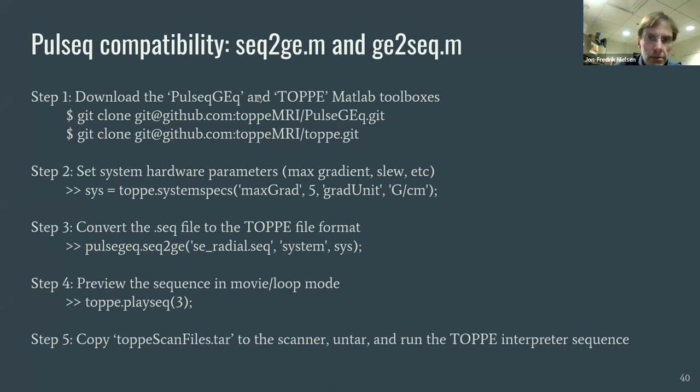So basically, get the toolboxes, specify the system parameters, and then essentially just convert it to a set of files that you can then play. That's basically it.